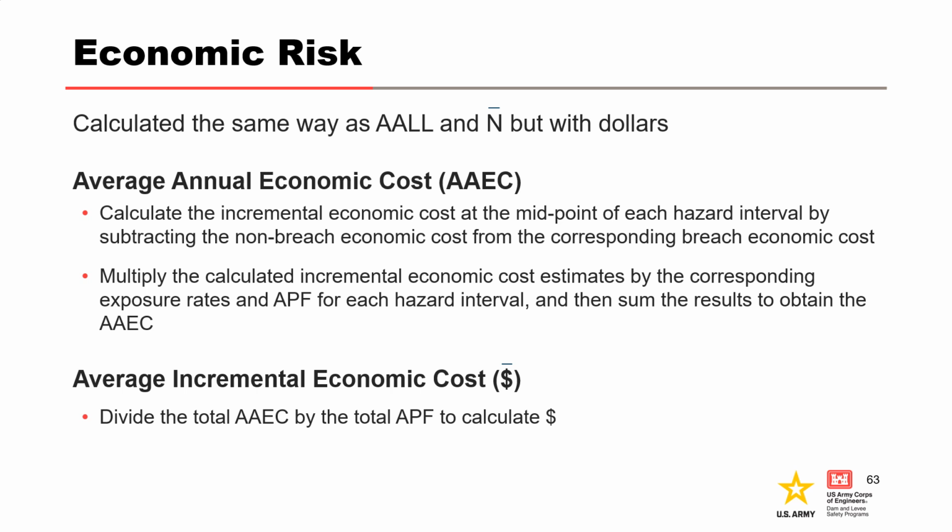Similar to how we calculated the average annual life loss and n bar, we can calculate the average annual economic cost, AAEC, and the average incremental economic cost, $bar. The process and the equations are the same, but we do these calculations with dollars now instead of life loss.